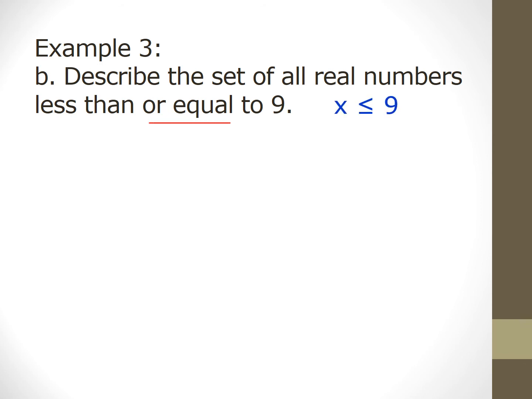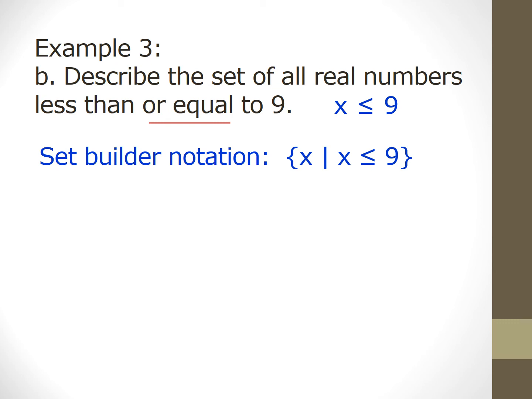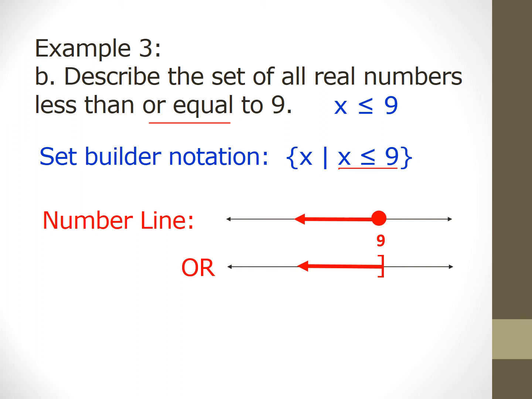So it would look like this: x is less than or equal to 9. Our set builder notation will always be the set of all x's such that, and then we describe the parameter or requirements to be in that set. There's our set builder notation. And then our number line, similar to the first one. Now in this case it's less than 9, so we're going to go to the left.